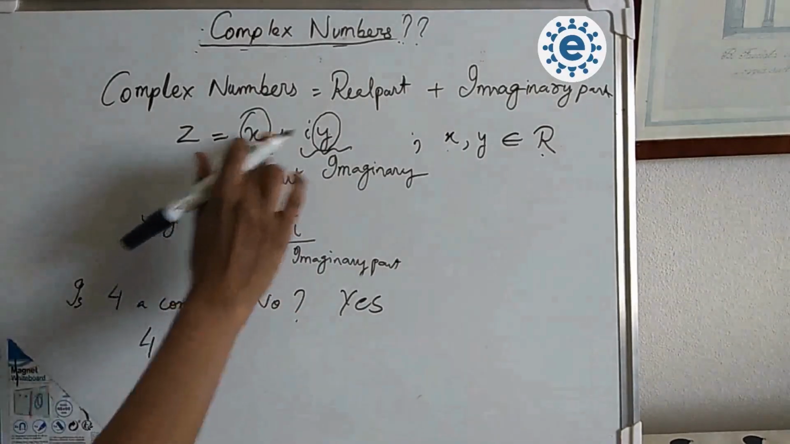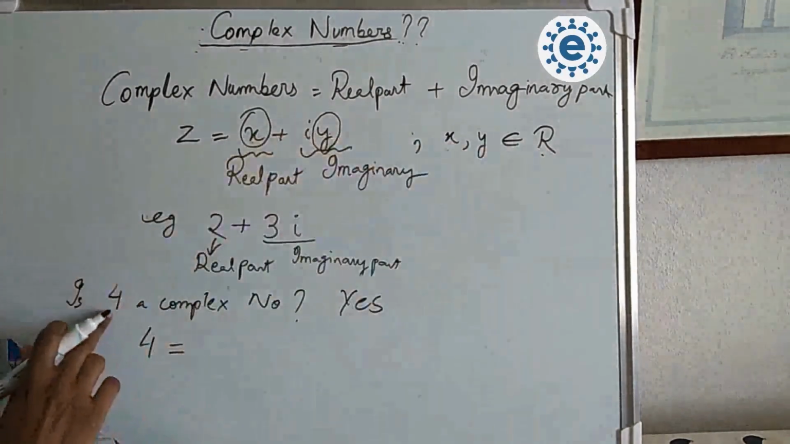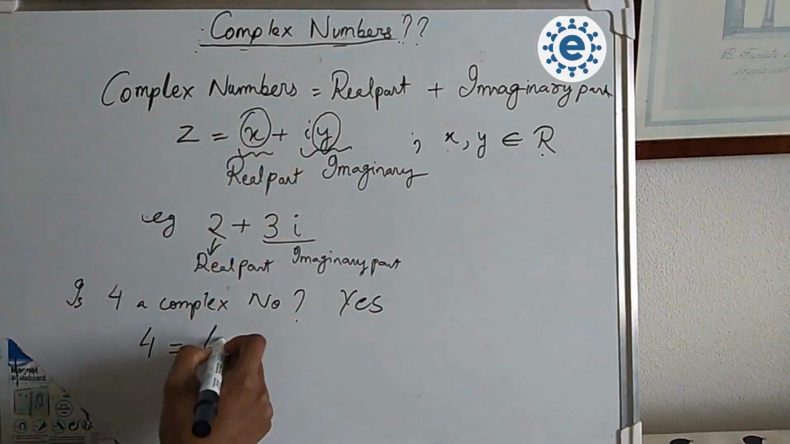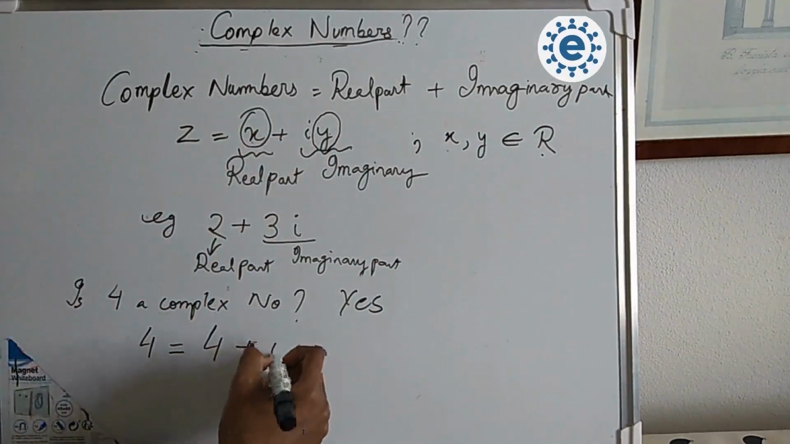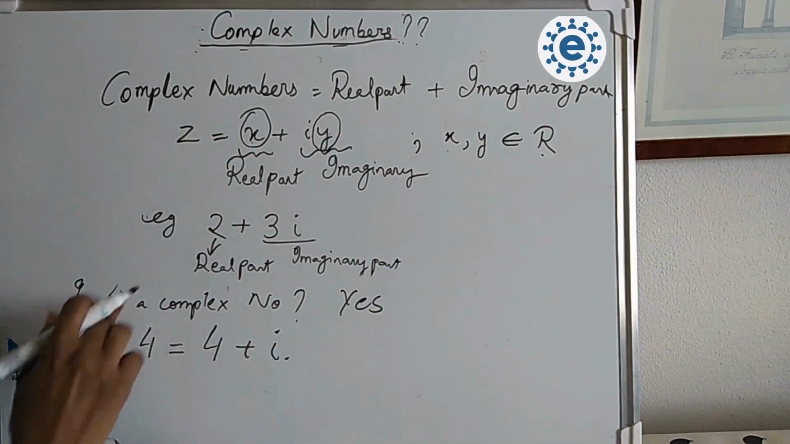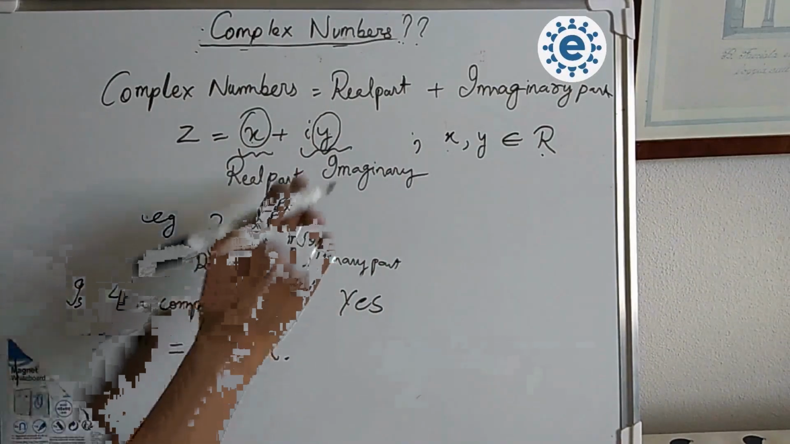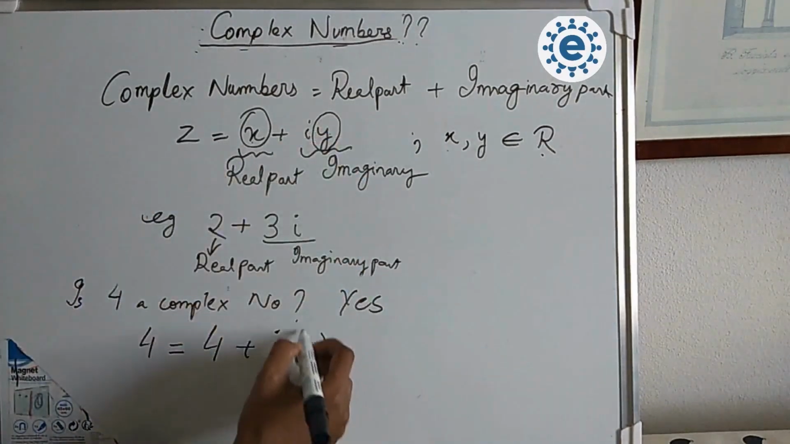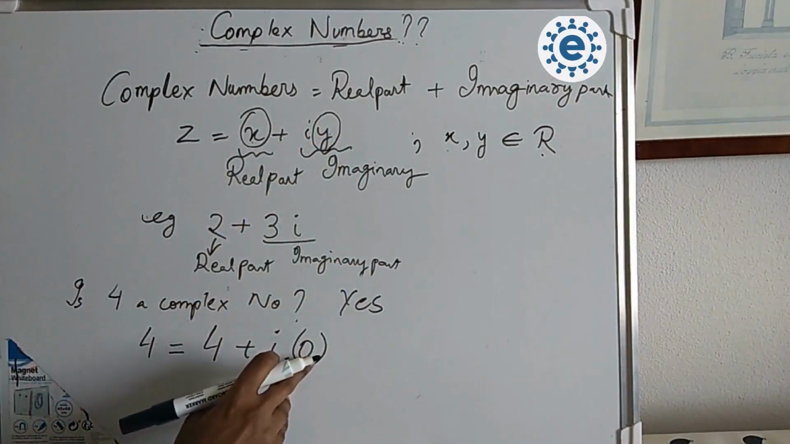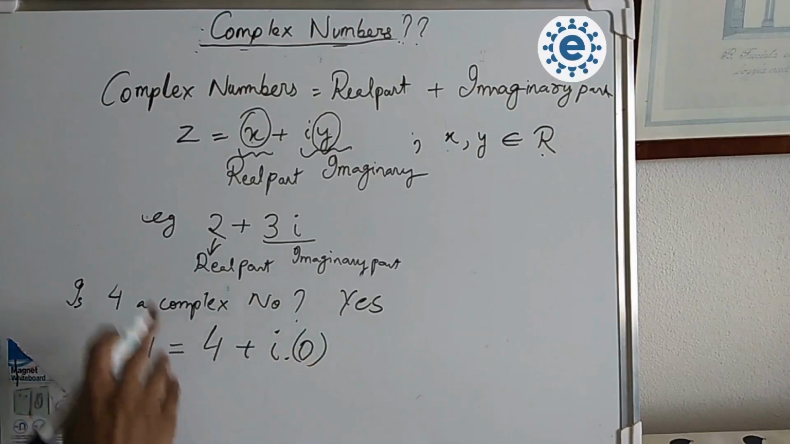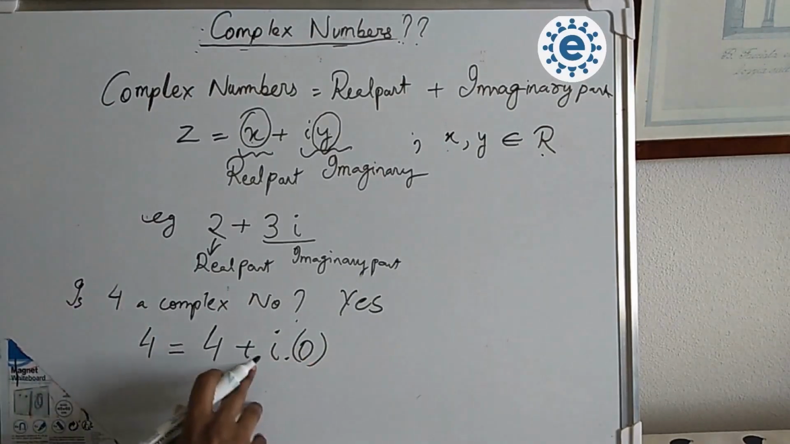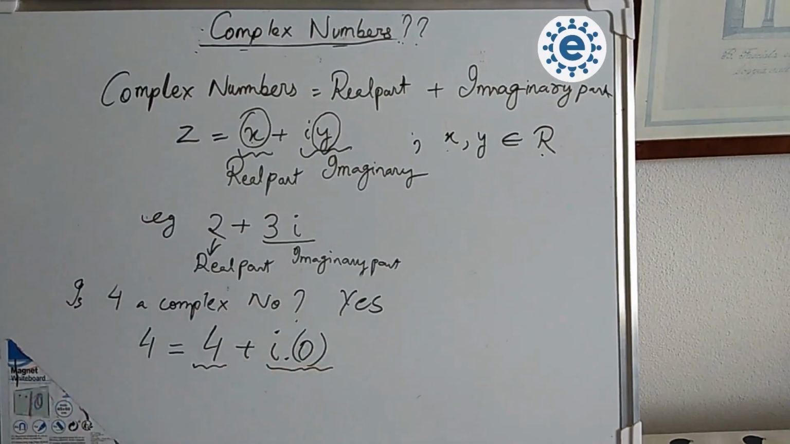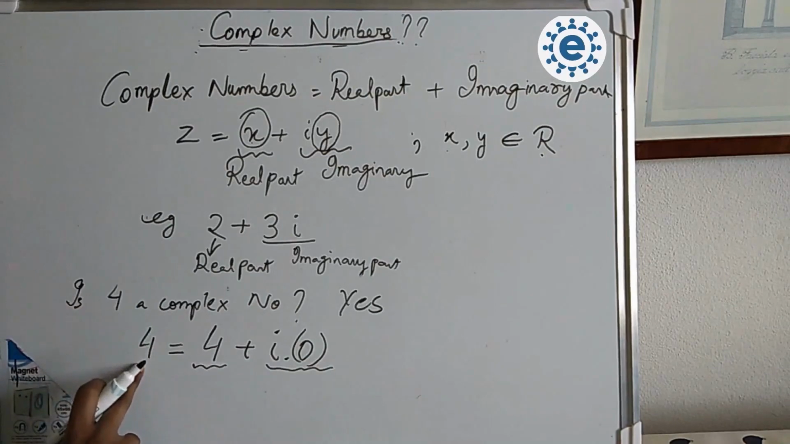I told you x and y, they both are real numbers. So here this is only 4. This is our real number. So our x is 4 plus i times y. Since we don't have any imaginary part here, the value of y here is 0. And we all know that 0 is a real number. So we have written 4 in such a way that it is in two parts, a real part and an imaginary part. So 4 is a complex number.